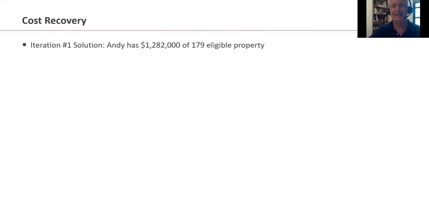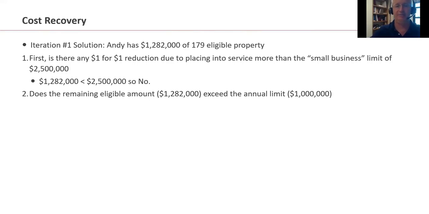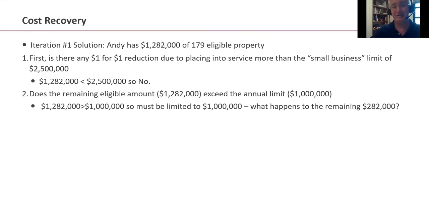So the first question we would ask ourselves is, does Andy have a phase out problem? Is he bigger than the small business limit? The small business limit is 2.5 million. Well, no, Andy only placed in service 1.282. So the small business limit is not going to cause any phase out of Andy's $1 million worth of eligible amount. However, does the amount he placed in service exceed $1 million? Well, yeah, it does. In fact, it does by $282,000. 179 is limited to $1 million in 2018. So what are we going to do with the remaining $282,000? Depreciate it using MACRS.